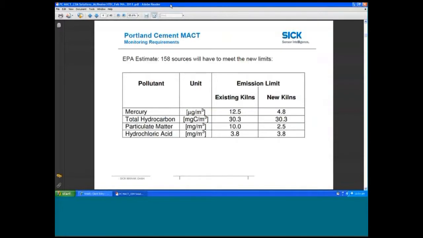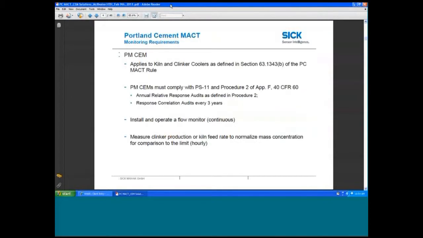We saw this already. Carl put this up. This is the emission limits for new and existing kilns for mercury, total hydrocarbon, particulate matter, and HCl. Let's move ahead. PM-SEMS in particular applies to the kiln and the clinker coolers as defined by the PC MACT rule. So the PM-SEMS would be on the kiln and clinker cooler stacks and must comply with PS11.